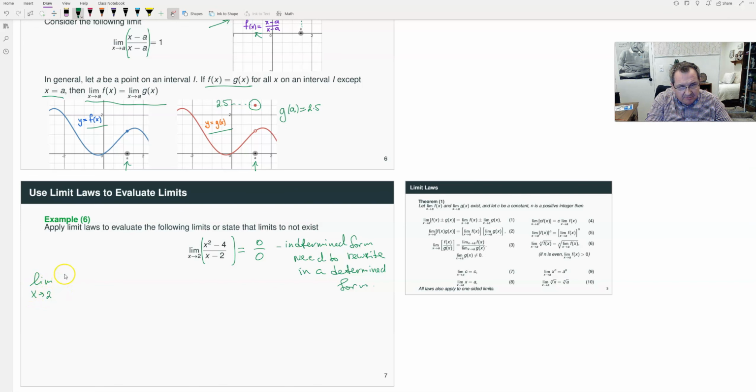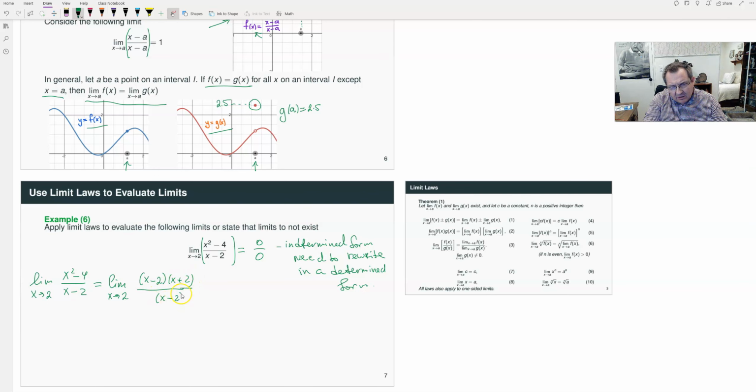I start by copying the expression that we're trying to study. And one good point to start is to look if we can rearrange the expression a little bit. And we'll collect every possible fact that comes to our mind. One fact that comes to our mind is that the numerator can be factored. X squared minus 4 can be factored as x minus 2 times x plus 2.